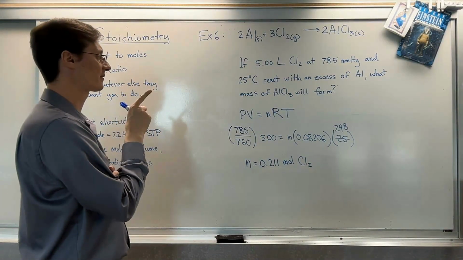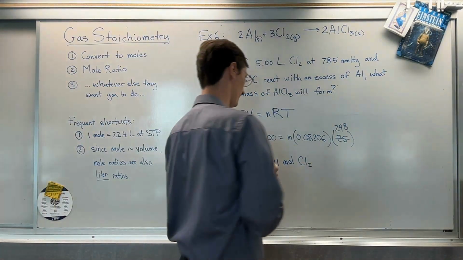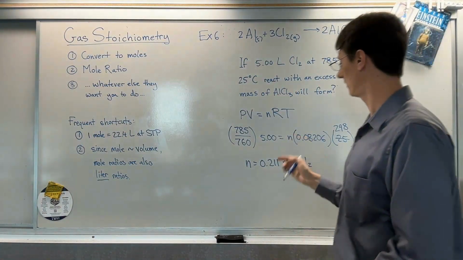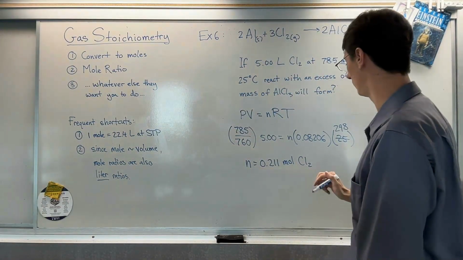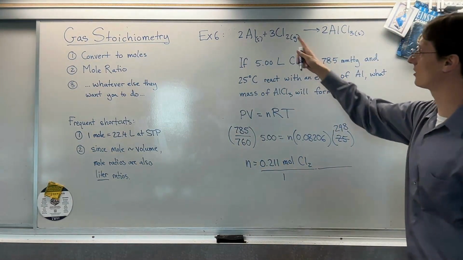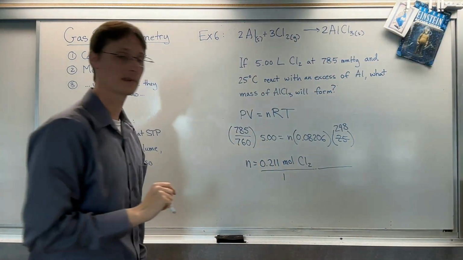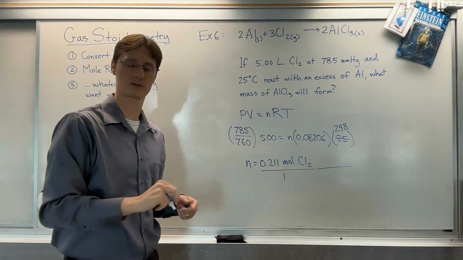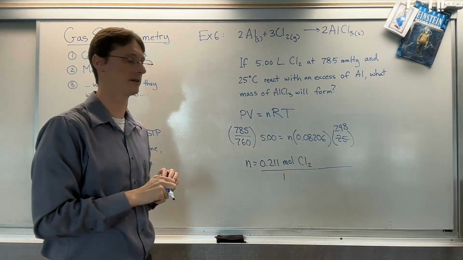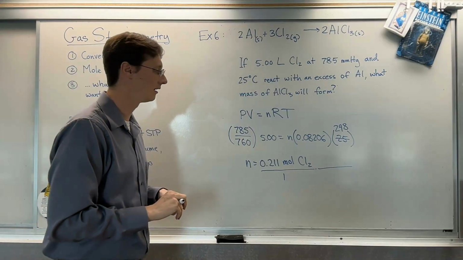Next, we were supposed to find the mass of aluminum chloride that will form. So I've done only step 1 so far. Now it's time for the mole ratio. Mole ratio of chlorine to aluminum chloride is 3 to 2. You can pause the video, by the way, if you want to just churn through the stoichiometry and see if you know what you're doing. I think that's honestly a good idea. Pause, resume when you think you got it.